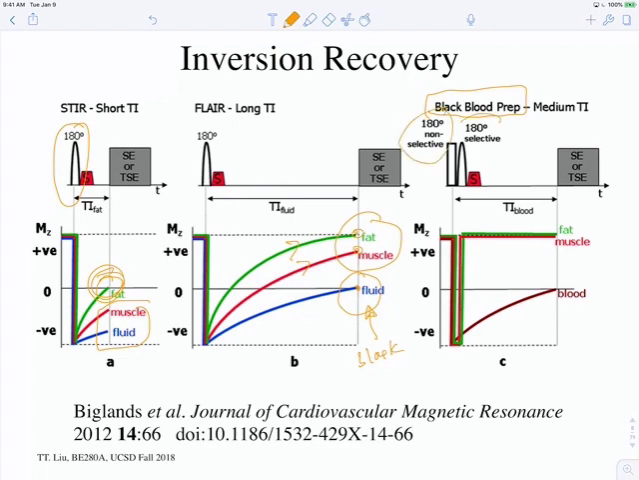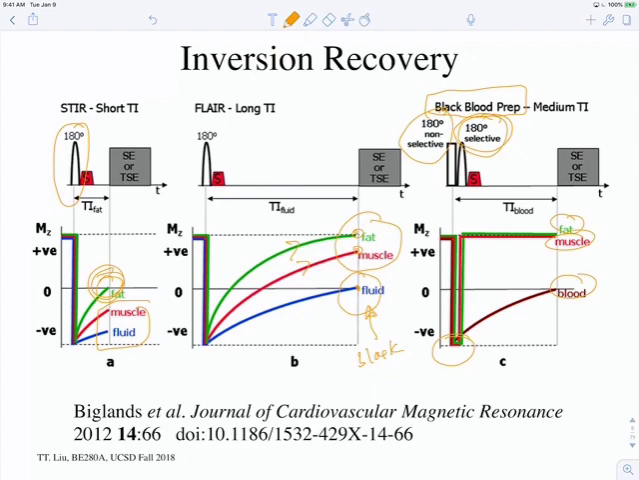Here, non-selective and selective. So the non-selective, and we'll talk about this on Wednesday, just inverts the blood everywhere. Okay, so it inverts for fat, muscle, and blood. They all go minus. And then selectively it applies another 180 only to the stuff that's in the heart, and it leaves the blood outside alone.